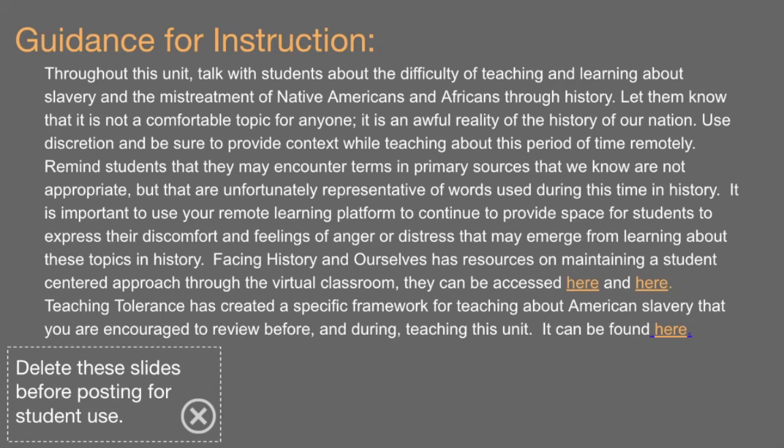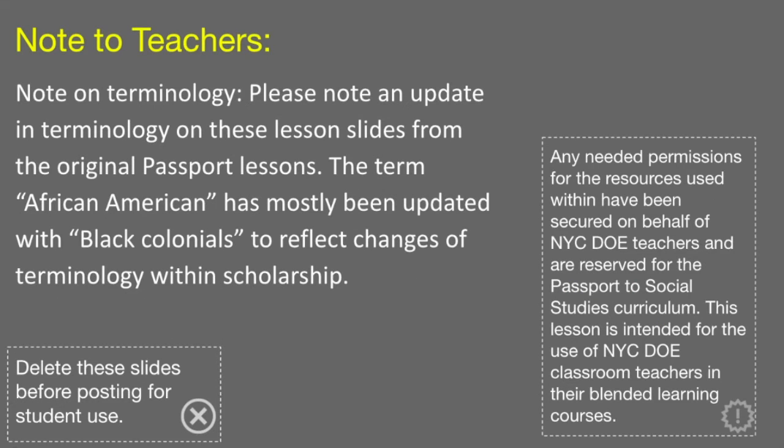Make sure you are having ongoing conversations about the difficulty of teaching and learning about slavery and the mistreatment of Native Americans and Africans through history. Remind students that it is not a comfortable topic for anyone, and it is an awful time in the history of our nation. You could also remind students that they may encounter terms in primary sources that we know are not appropriate, but that are unfortunately representative of words used during this time in history, and continue to provide space for students to express their discomfort and feelings of anger or distress that may emerge from learning about these topics in history. Our last teacher-facing slide includes an update and note on terminology.